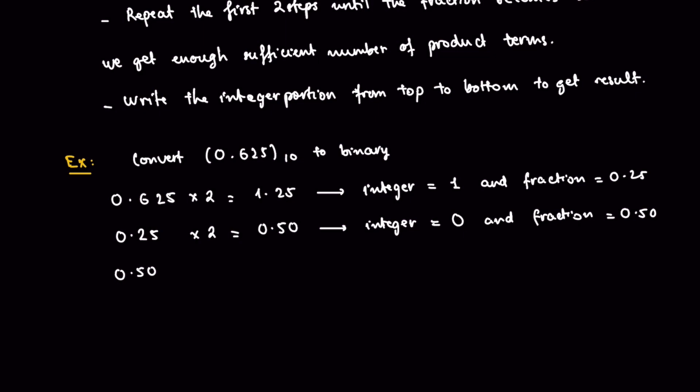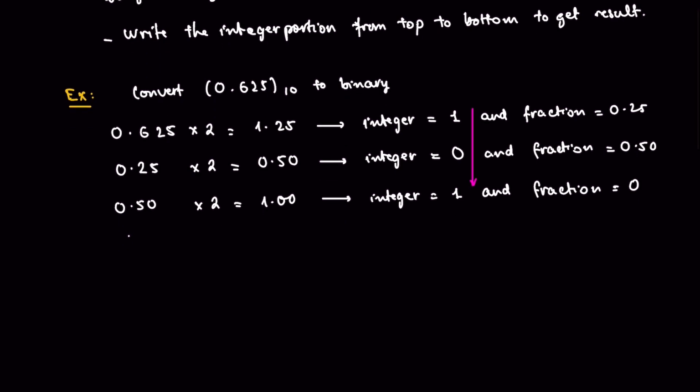Next, you take 0.50, which is the fraction, and continue multiplying by 2, and you get 1.00. The integer is 1, and the fraction is 0 in this case. Therefore, you stop the procedure and write the integer quotients from top to bottom to get the result. So the number 0.625 in base 10 is equivalent to 0.101 in base 2.